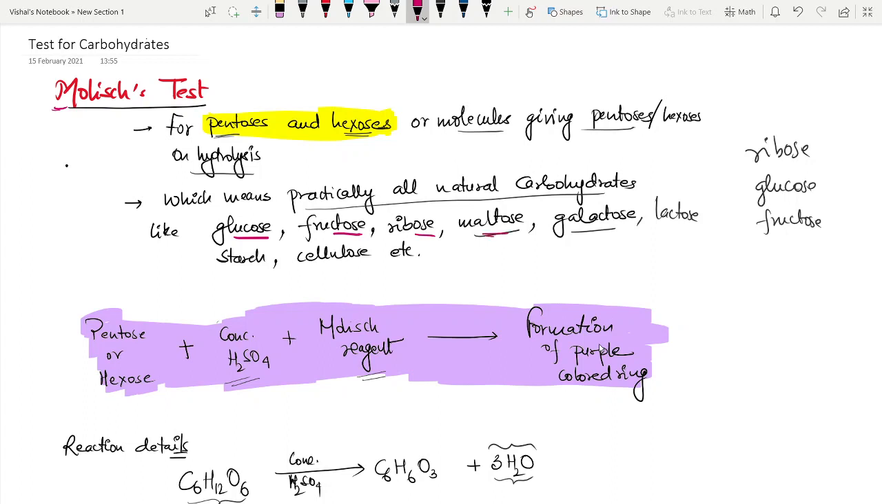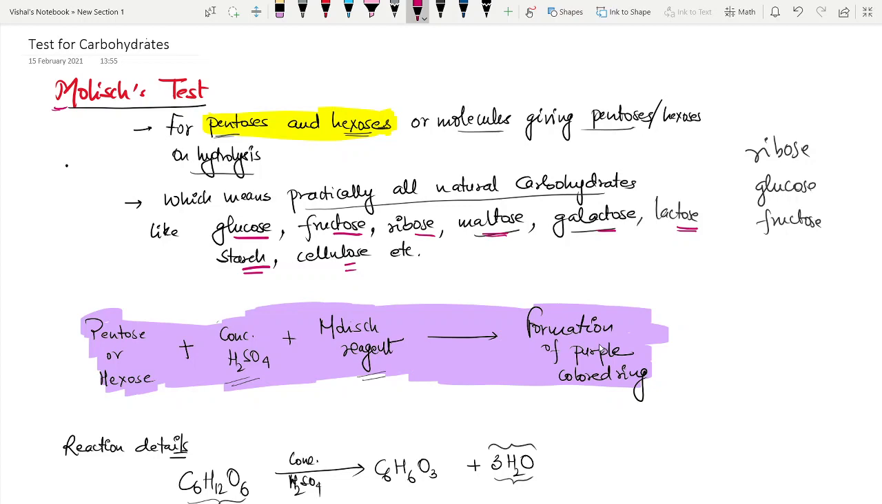Maltose is a disaccharide which is made up of glucose units, so it will also give the test. Galactose is a C4 epimer of glucose, so it will also give the test. Lactose is made up of galactose and glucose, so it will also give the test. Starch is made up of glucose units, of course alpha ones, so it will also give the test. And cellulose is made up of beta glucose units, so it will also give the test. So all the common carbohydrates which we know will give this Molisch test. That's a good point to start with.